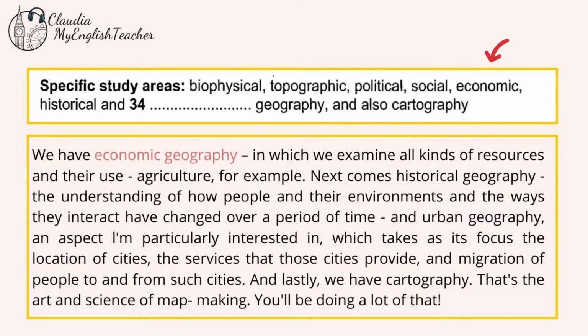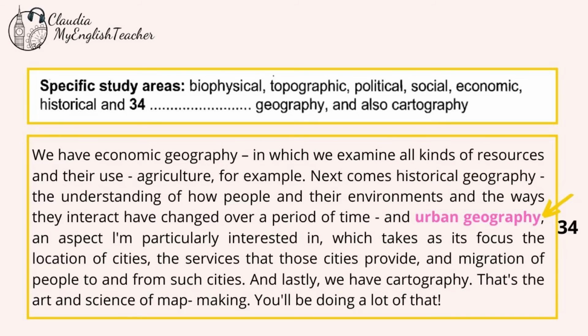We have economic geography, in which we examine all kinds of resources and their use, agriculture, for example. Next comes historical geography, the understanding of how people and their environments and the ways they interact have changed over a period of time. And urban geography, an aspect I'm particularly interested in, which takes as its focus the location of cities, the services that those cities provide, and migration of people to and from such cities. And lastly, we have cartography. That's the art and science of map making. You'll be doing a lot of that.